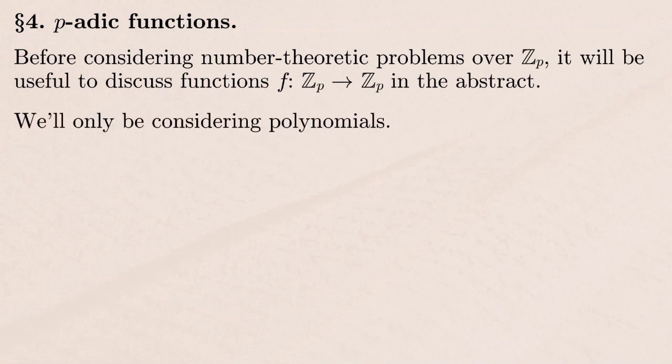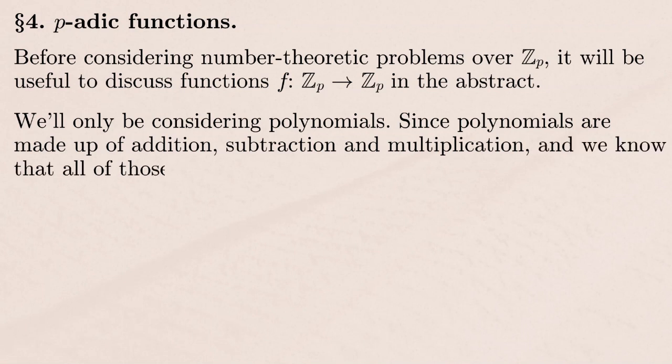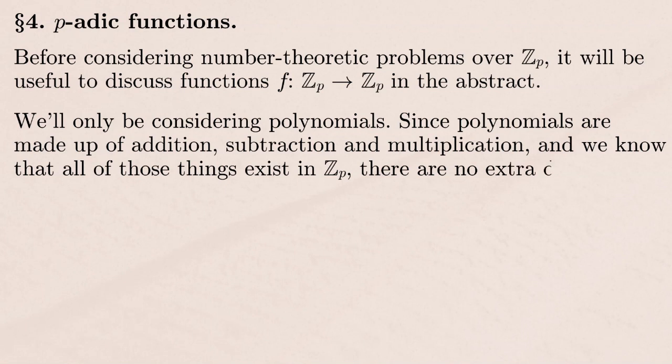Everything we've considered so far has been a polynomial, and we're going to continue only considering polynomials. There are other functions, but this will make our life a little easier because polynomials don't require any special extra definitions. For example, 3x squared minus 2x plus 5 is just shorthand for 3 times x times x minus 2 times x plus 5. That is, in order to write down a polynomial, all we need to use is addition, subtraction, and multiplication. And since this is all we need, and I've already told you that all of these things exist on Z_p, there are no extra difficulties involved in defining polynomials.